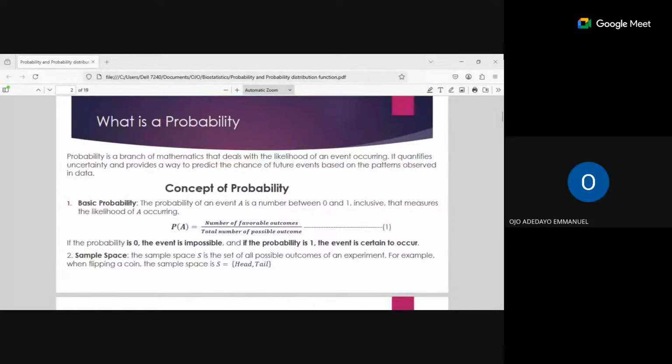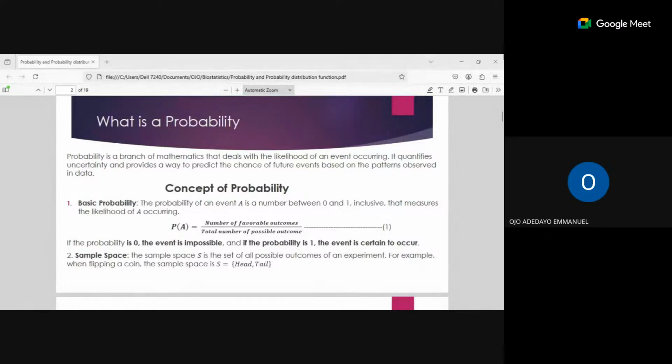Then any event that is not going to occur, that is not feasible, and only God can make it occur, has probability 0. If I ask you, what is the probability that tomorrow will be Wednesday? Tomorrow cannot be Wednesday, so that event is certain not to occur. So any event that is certain not to occur takes a probability of 0. Anytime you get a probability of 0, that event can never occur. But anytime you get a probability of 1, that event is certain to occur.